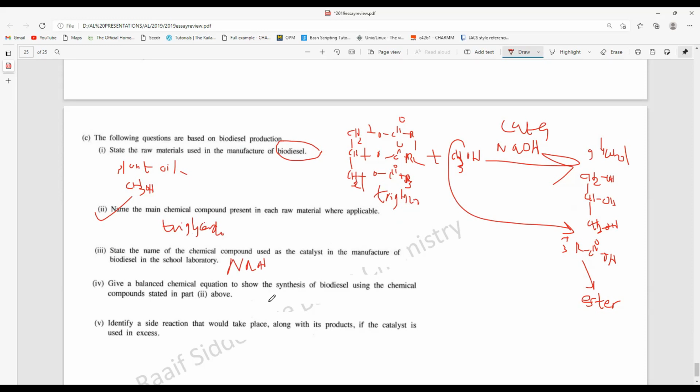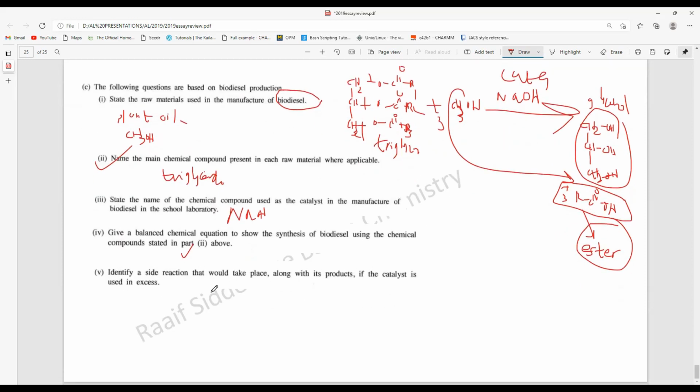Give the balanced chemical equation to show the synthesis of biodiesel using the chemical compound. So this is the reaction. If I want to write this in one particular reaction, I will write this one. Since 3 molecules are formed, 3 methanols are needed. So I will write down directly the ester plus the glycerol molecule, and I will not write down this one. My reaction will be triglyceride plus 3 methanol, arrow, with NaOH, glycerol molecule plus 3 esters.